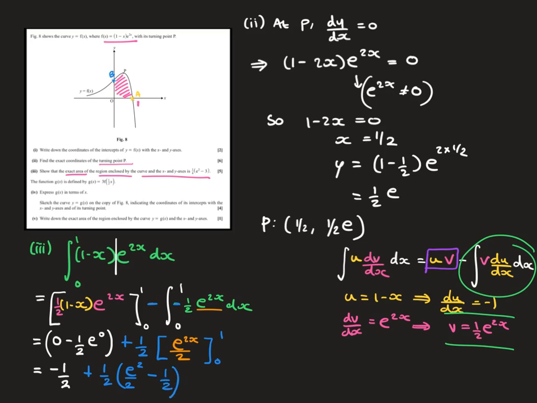So, somewhat run out of space to finish this off, but if we carry this on over here, we can see that this then simplifies to e squared over 4 minus 3/4, and then of course that's the same as the answer here if we factorise a quarter.